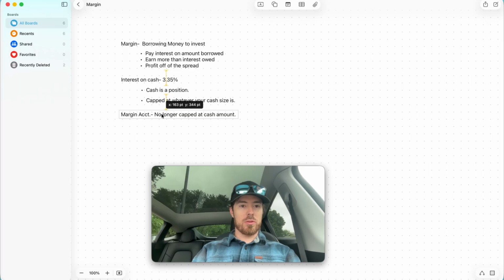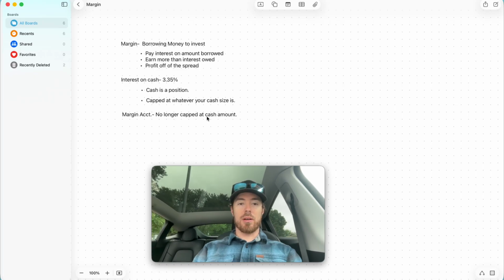So, again, once you enable margin, you now have buying power that exceeds how much money you actually have. Pretty much double. It's times two the amount you're going to have. If you have 50K, now you can trade 100,000. So it's as simple as that.